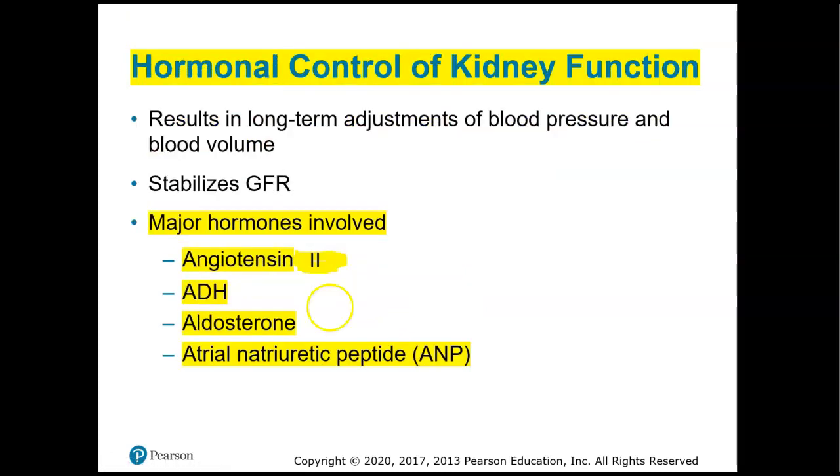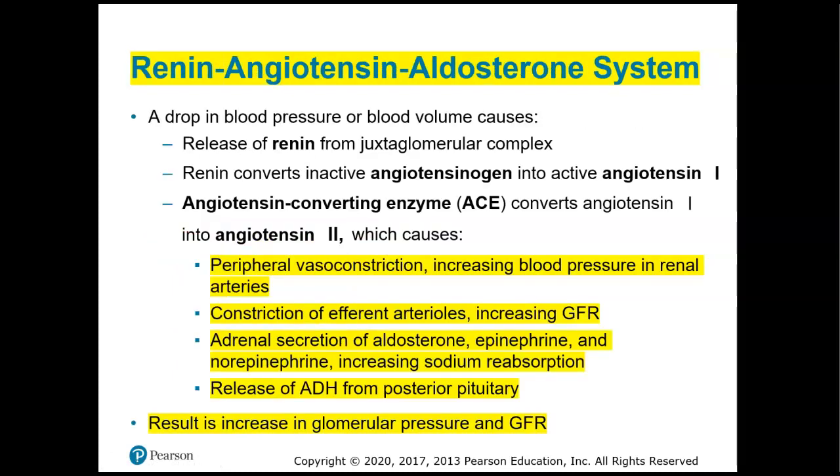Hormonal control of kidney function involves some hormones that we have talked about already in various body systems, but we're going to go over them again. We've discussed these particularly in the cardiovascular system, but now we'll be able to understand even better the overlap between the cardiovascular and urinary systems. The major hormones are angiotensin II, which is involved in the renin-angiotensin response, so renin goes along with that; ADH; aldosterone; and ANP, or atrial natriuretic peptide.